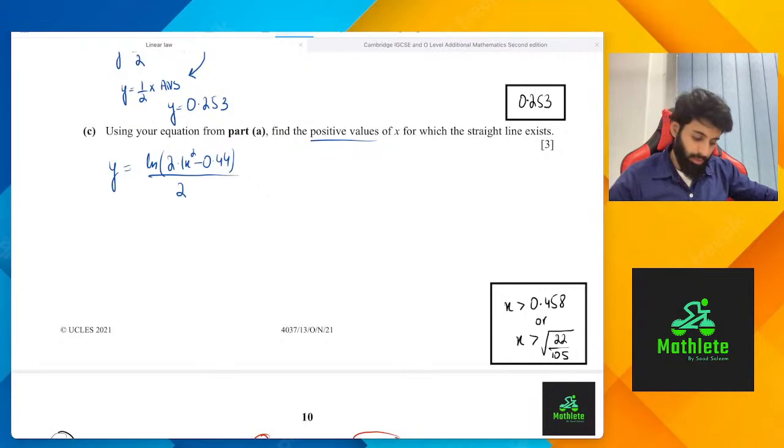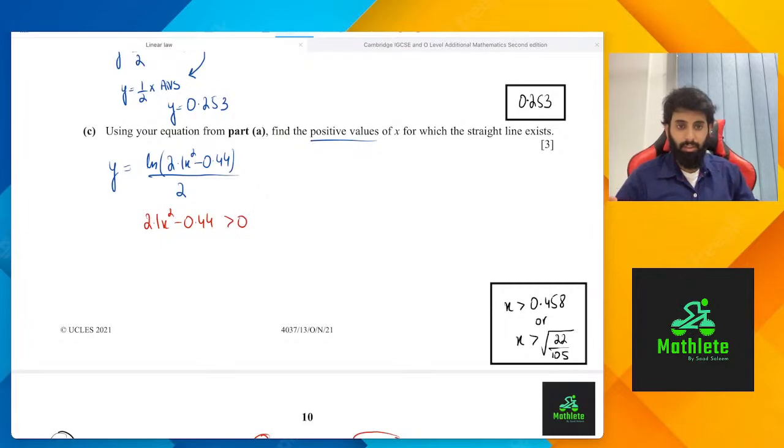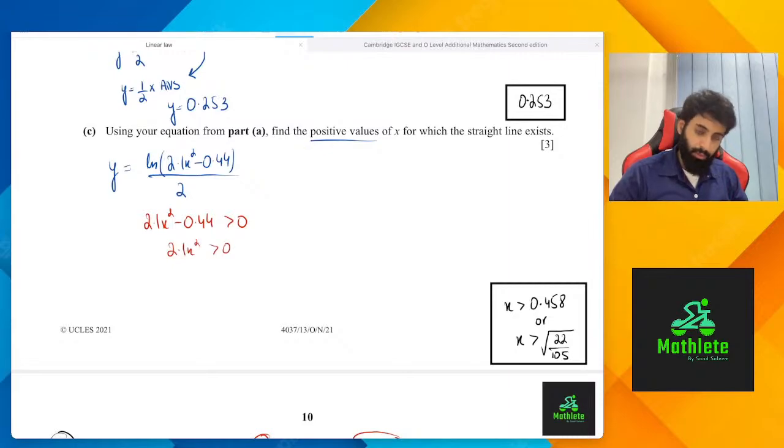Okay. So basically, here's what we're going to do. We're going to make sure that 2.1 x square minus 0.44 remains greater than 0. How do we make sure this remains greater than 0? 2.1 x square is greater than 0.44, which means that x square is greater than 0.44 over 2.1. How do we find out the value of x now? Well, we're going to take square root on both sides.